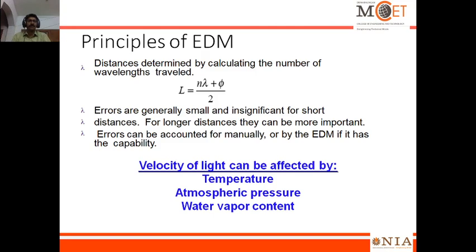The velocity of light can be affected by the following factors: temperature, atmospheric pressure, and water vapor content. If the temperature is high or the atmospheric pressure is high, or the water vapor content is high or low, whatever it is, it affects the wave travel, right? For infrared it is different, for microwave it is different, for normal visible light it is different. So based on the type of light, it affects.